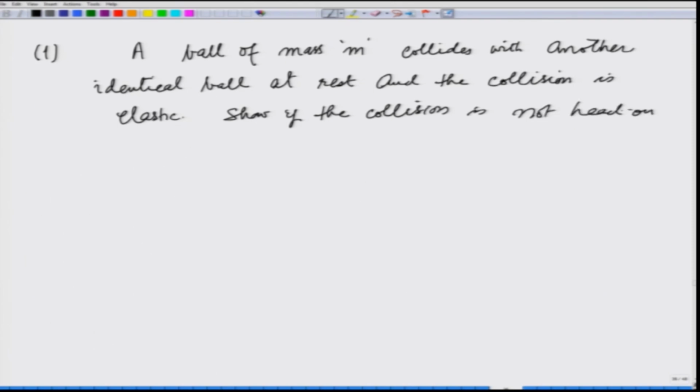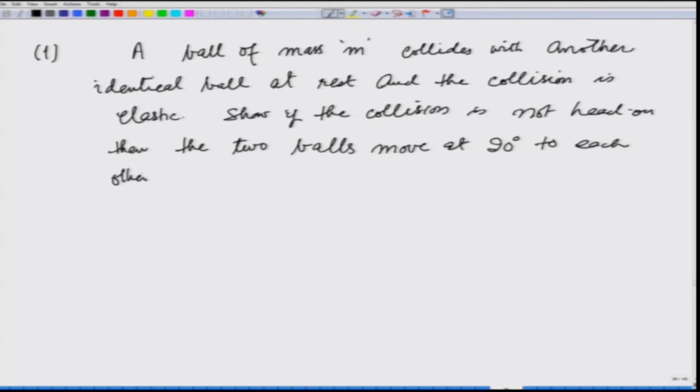head on, that means the point at which the collision takes place is not along the line of motion, and I will explain this in the picture in a minute. Then the two balls move at 90 degrees to each other after the collision.